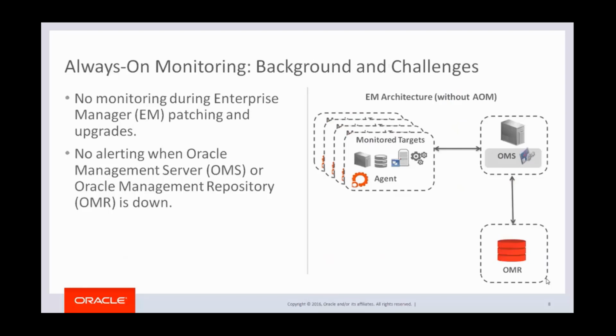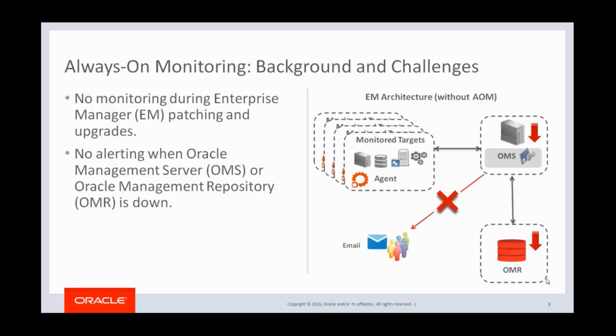So always-on monitoring. Why did we build this? It is because there is a time when these three components, OMR, OMS, and agent, do not work together. And that is particularly when you have Enterprise Manager downtime. That happens when you are applying patches or upgrading Enterprise Manager, and most likely at that time, you'll need to bring down OMS and OMR. When this happens, there will be no alerting on the targets you are monitoring, and no notifications are sent to administrators even though the targets are having problems.